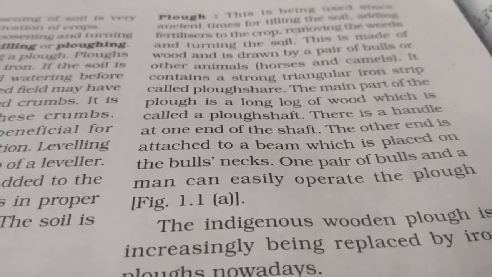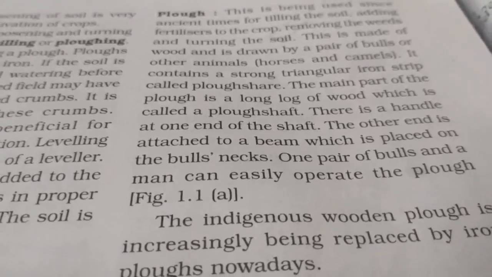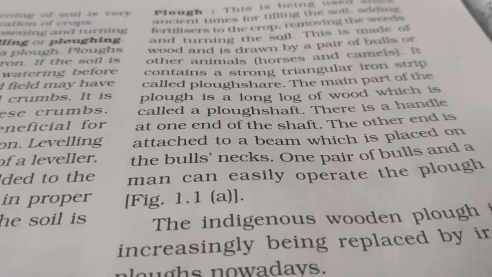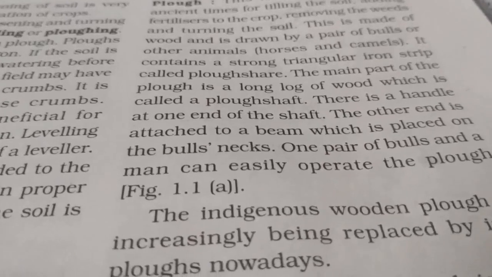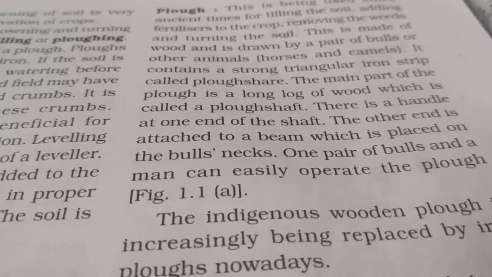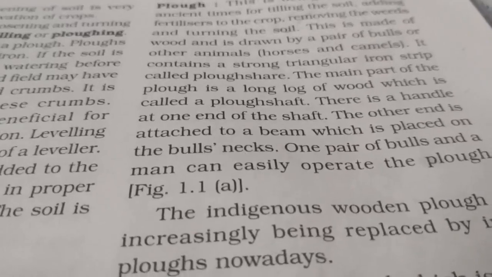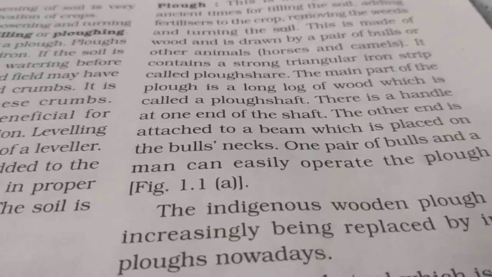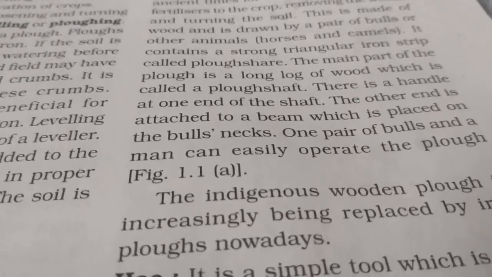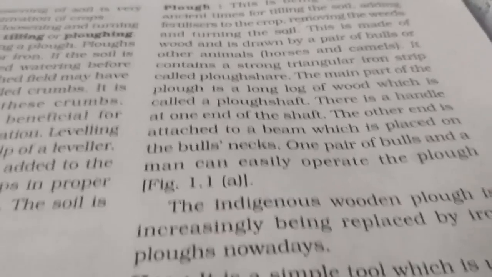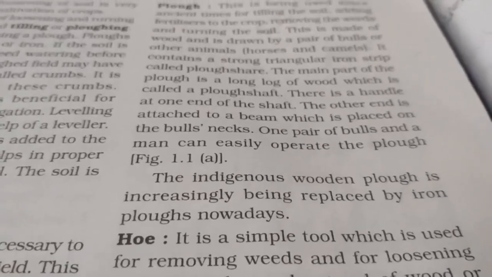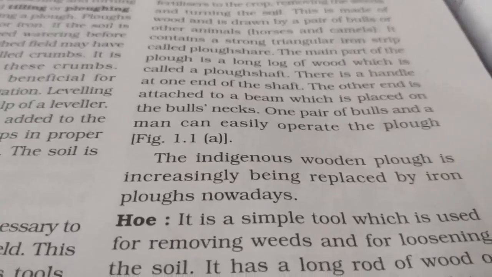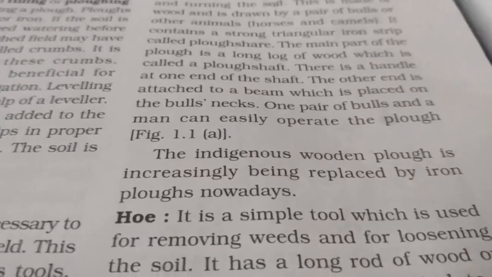Plow is made up of wood and it is drawn with the help of a pair of animals, and it contains a strong triangular iron strip that is known as plowshare. The main part is a log of wood, that is plow shaft, and one handle is attached to the plow shaft and the other end is attached to the beam. This beam is placed on the bull's neck. So this is about plow. The indigenous wooden plow is increasingly being replaced by iron plow nowadays.